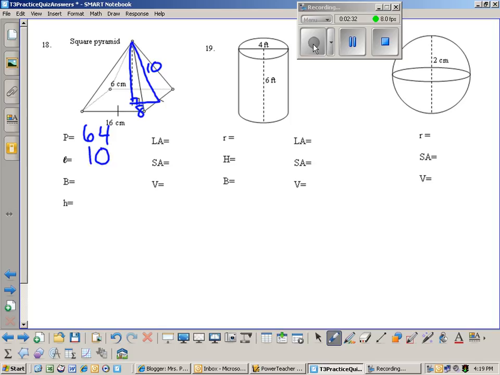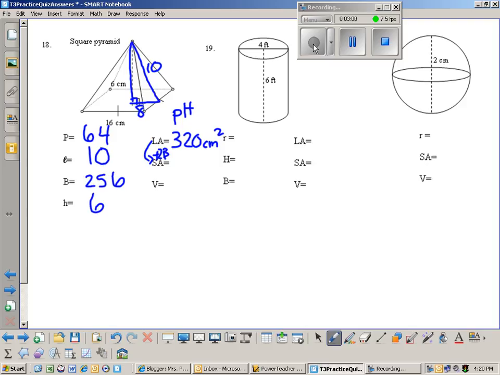Big B stands for area of the base. So we're taking 16 times 16 to get 256, and the height is 6. So because lateral area is perimeter times the height, we're just going to take 64 times 6 to get 320 centimeters squared. Surface area, now we add on, it's LA plus 1 big B.